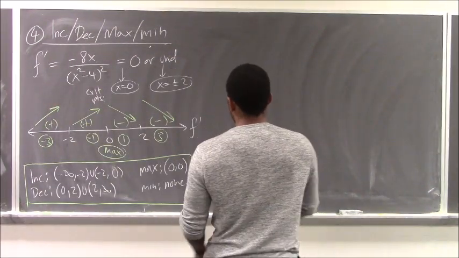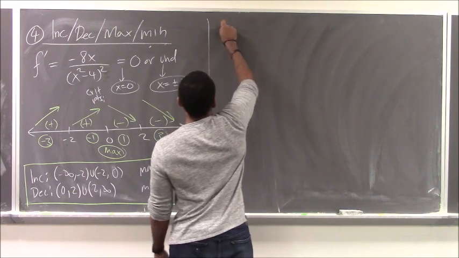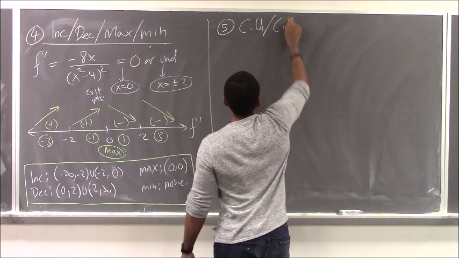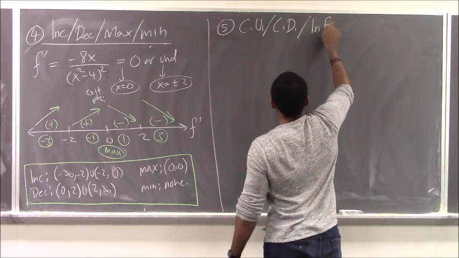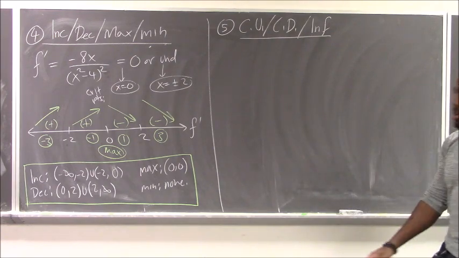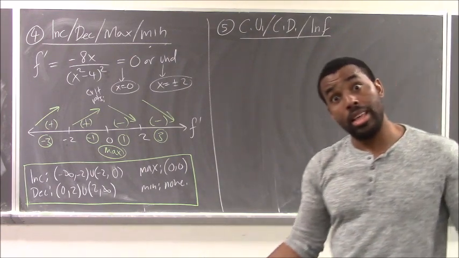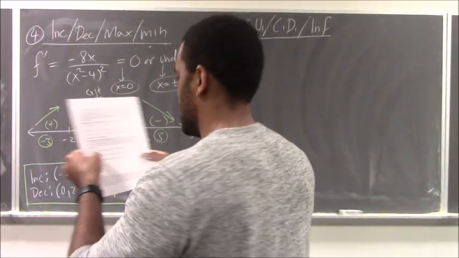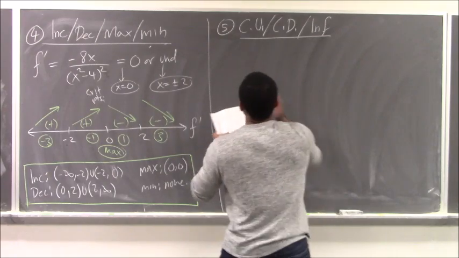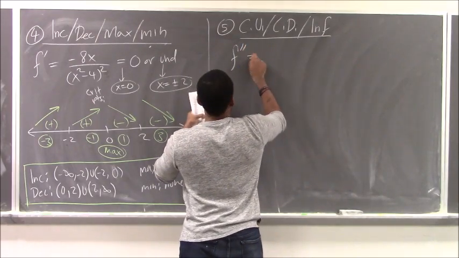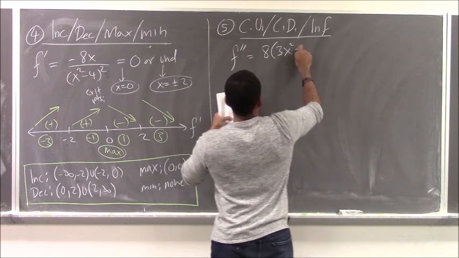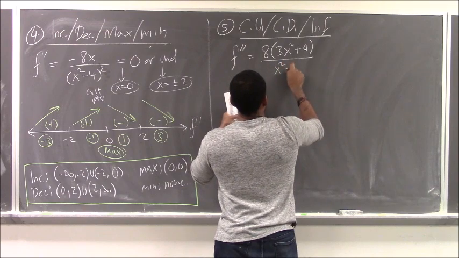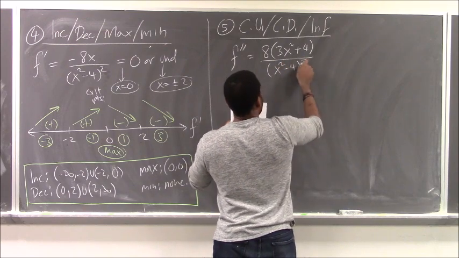Okay. So now we move on to step 5. Now in step 5, you might recall, we figure out where it's concave up, concave down, and if there are any inflection points. So now, what do we need to tell us about that? Well, yes, we need the second derivative. So we're given the second derivative. It is f double prime equals 8, 3x squared plus 4, over x squared minus 4, cubed.